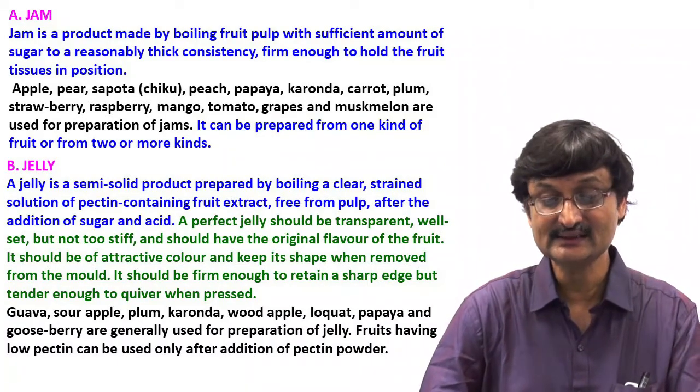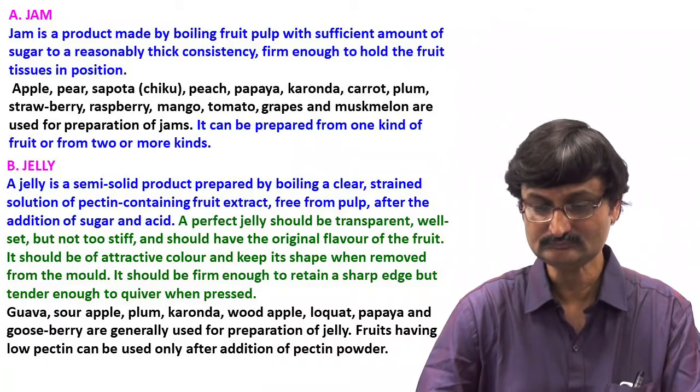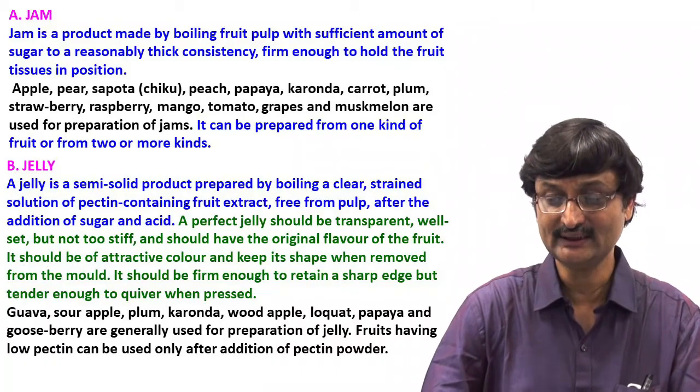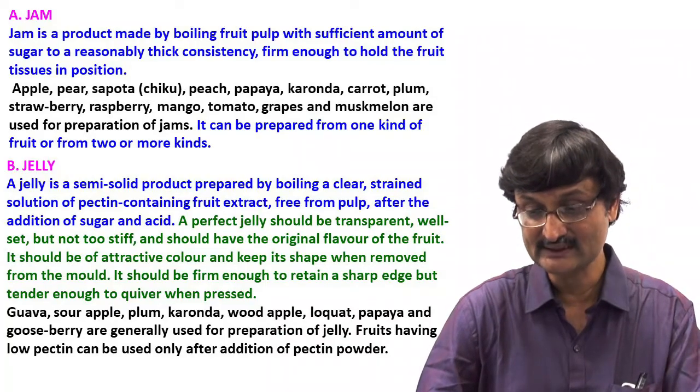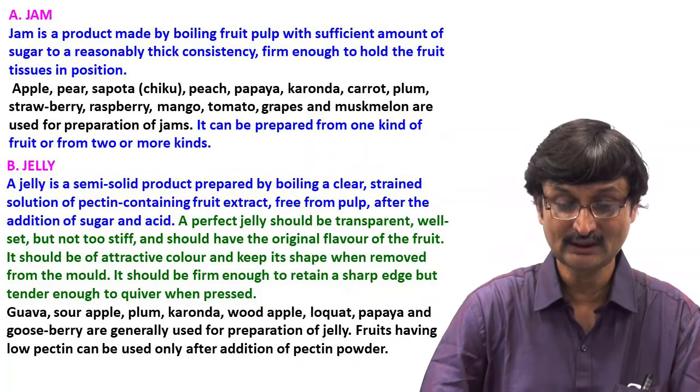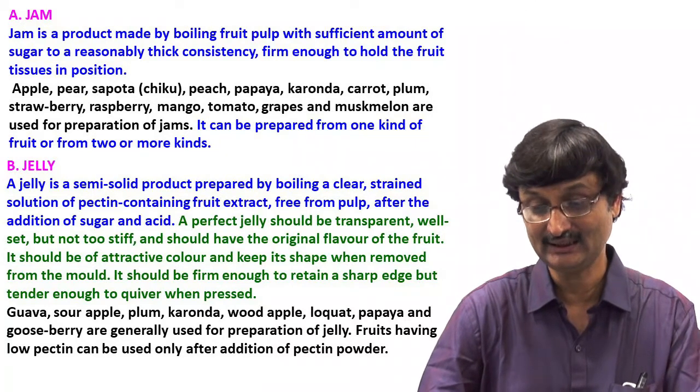Jelly. A jelly is a semi-solid product prepared by boiling a clear strained solution of pectin-containing fruit extract. It is free from pulp, after the addition of sugar and acid.